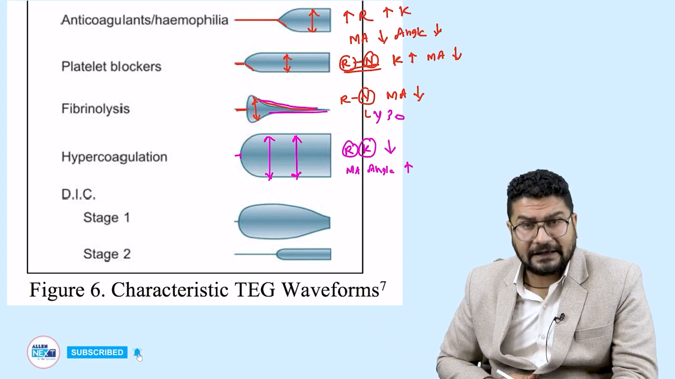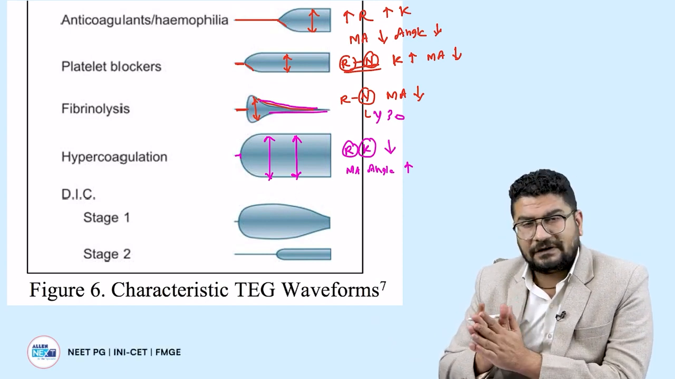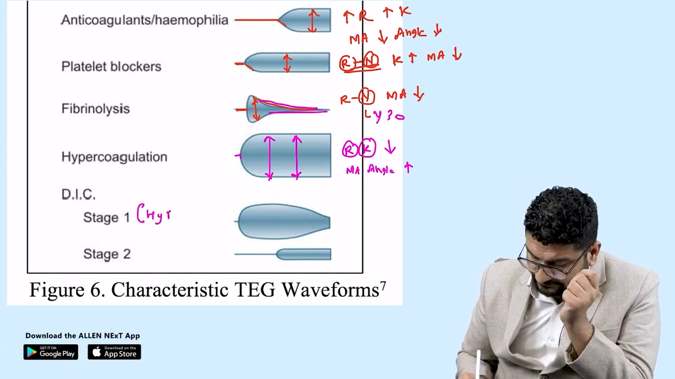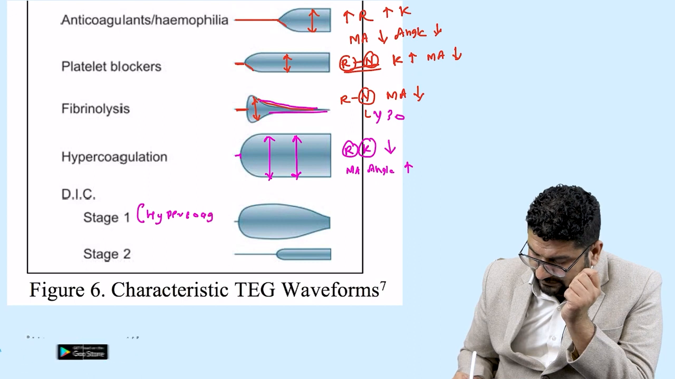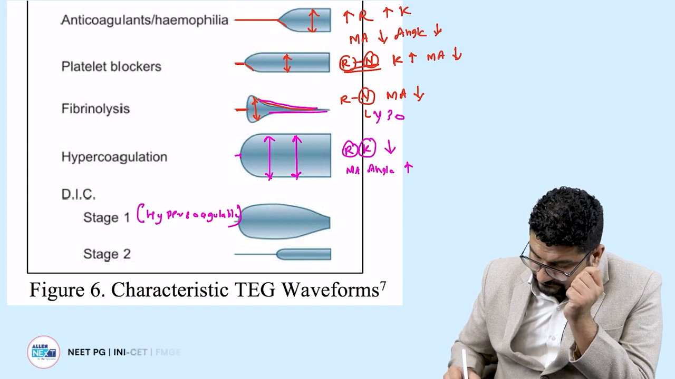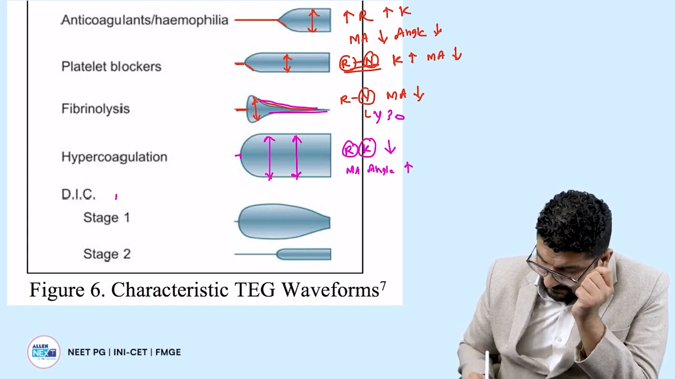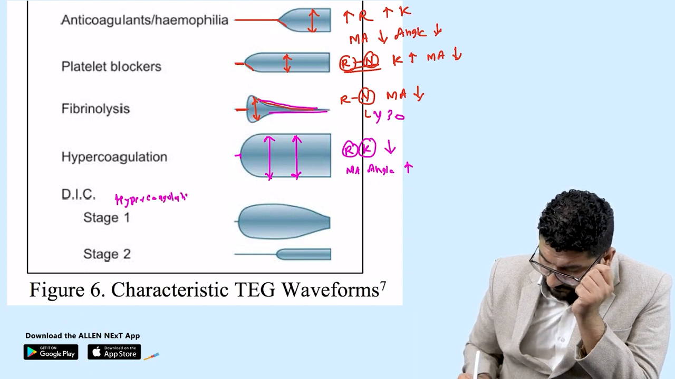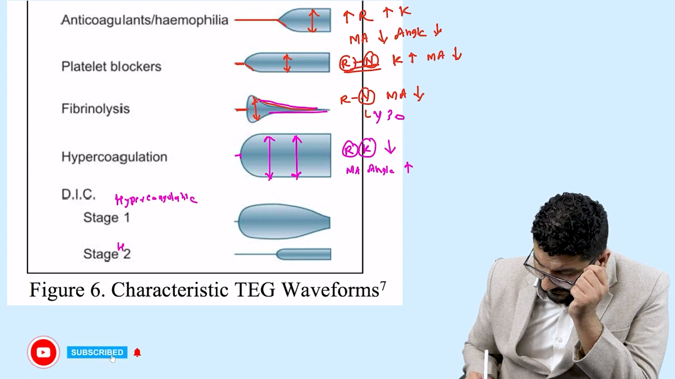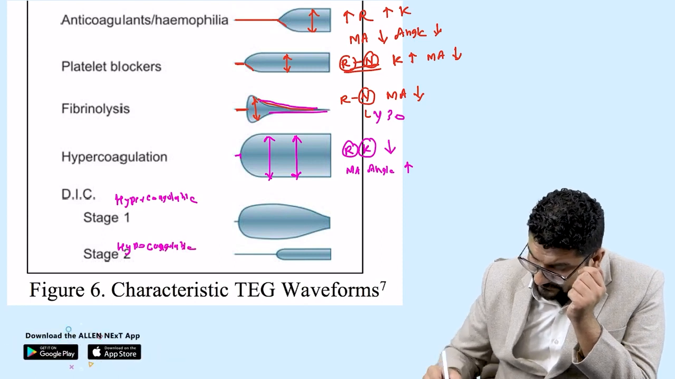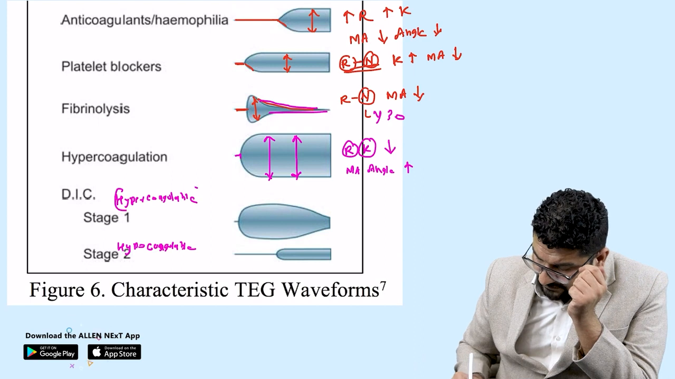Now last is DIC. So DIC में basically like there are two stages. So initially what we get, stage 1. Stage 1 is more often hypercoagulable state. In stage 1 you will notice like, let me write it here. Hypercoagulable state होती है stage 1. And stage 2 is something called hypocoagulable state. So अगर आप देखोगे like stage 1 is hypercoagulable, stage 2 is hypocoagulable.